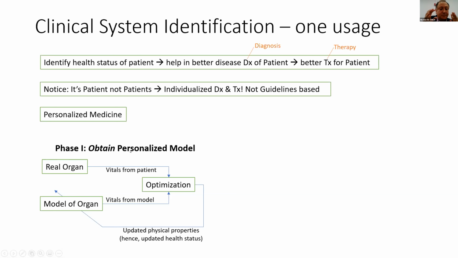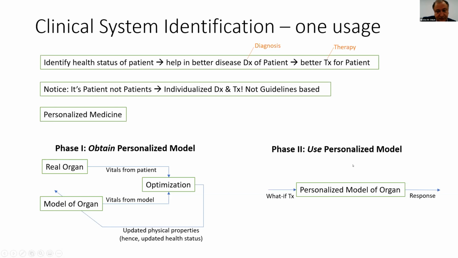So phase one is to obtain the model and personalize it via optimization. Phase two would be to use the personalized model, because once you have a personalized model of the organ, then you can do what-if therapeutic scenarios on it. And wouldn't that be nice, so that we don't necessarily have to do it on the patient first. You could do it on the model that mimics the patient, and then draw conclusions on what you want to do. These two fields are heavy in math and engineering. So we understand this is in the clinical field, but it's math and engineering heavy.